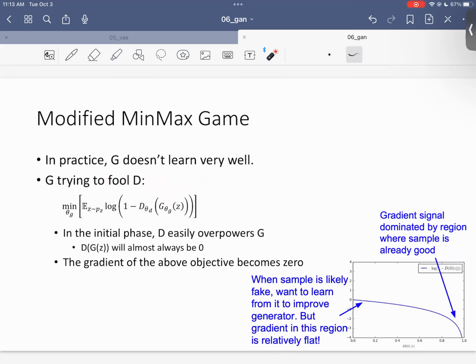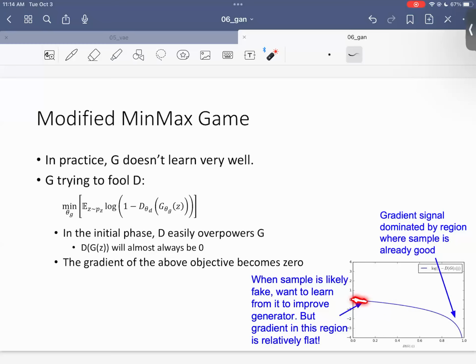Actually, if you look at this, it is a bit more intuitive. Here, this is the graph of this term, and the x-axis is D(G(z)). We just said that in the initial phase, D(G(z)) will almost always be 0. So when you look at 0, it is around here. In the initial phase, your D(G(z)) will only oscillate in a very small region around 0, so it'll be mostly living around here.